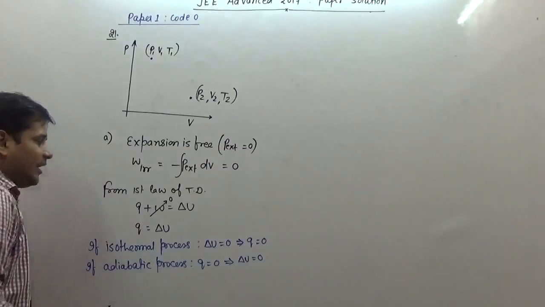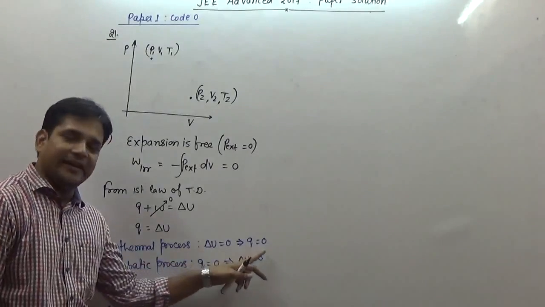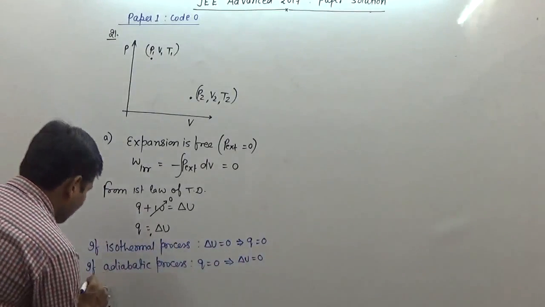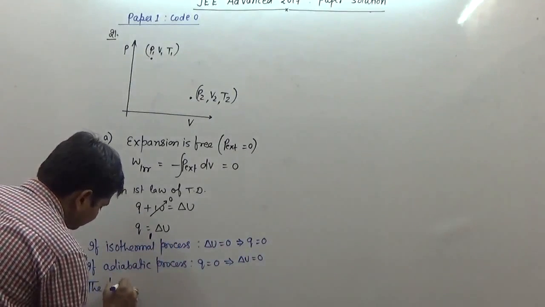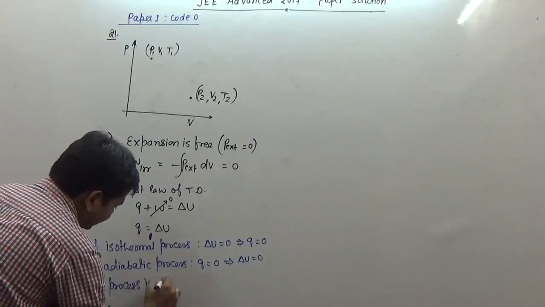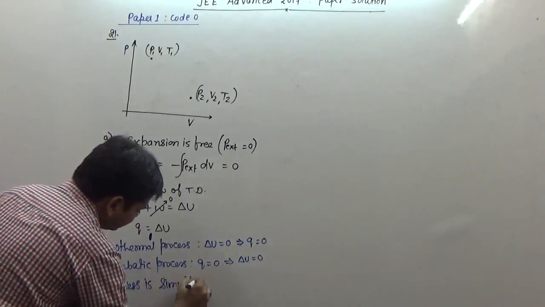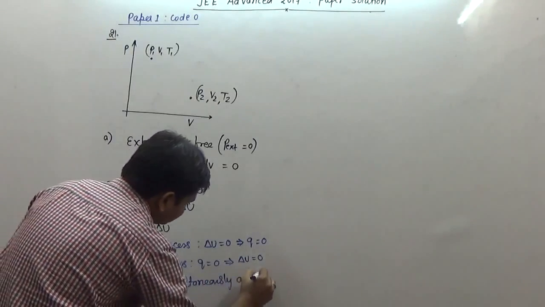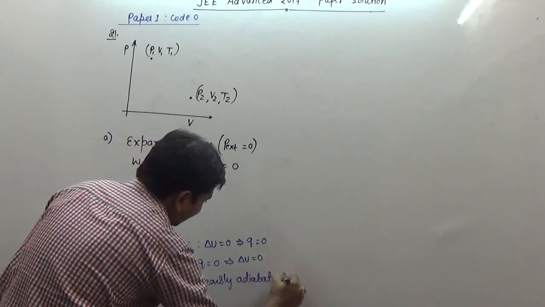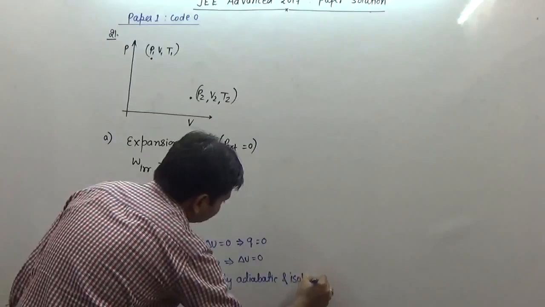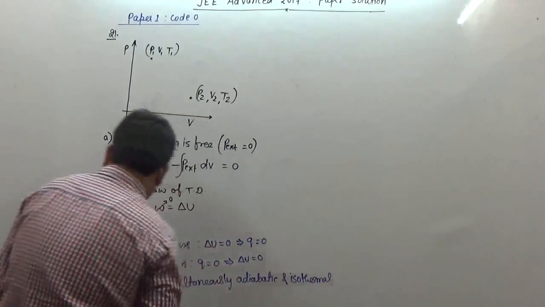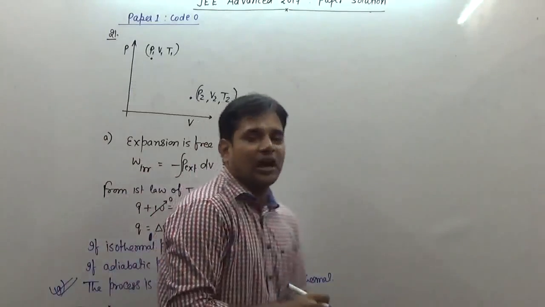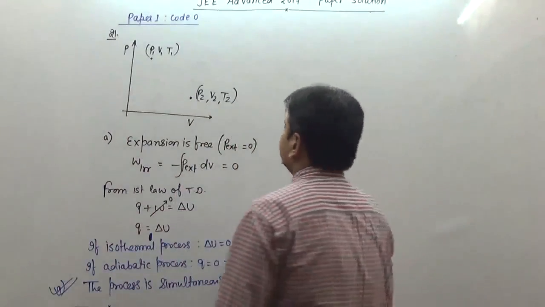Means you can say that if it is isothermal, it will be adiabatic, and if it is adiabatic, it will be isothermal. So the process is simultaneously adiabatic and isothermal. So this option is correct. A option is correct. Process will be both isothermal as well as adiabatic.